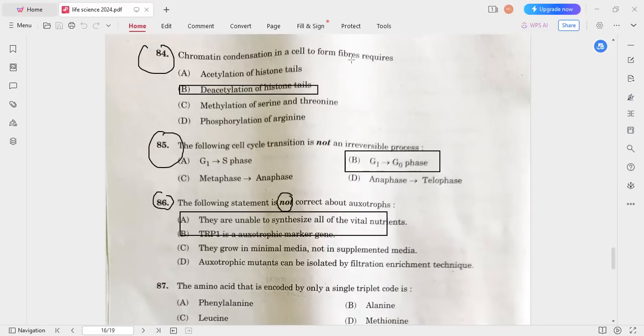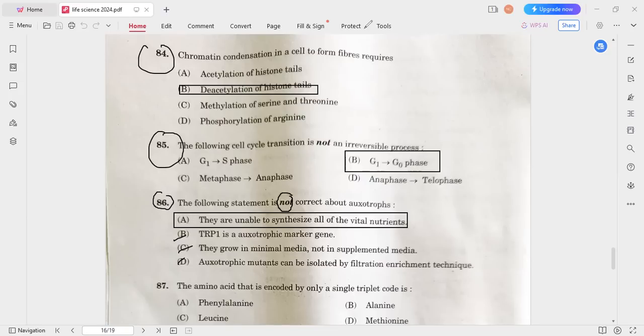Okay, so next, once again, option A: they are able to synthesize all the vital nutrients. TRP1 is an auxotrophic marker gene, correct. They grow in minimal media, not in supplement media, correct. Auxotrophic mutants can be isolated by the filtration enrichment technique, correct. So option A is the correct answer for the 86th question, as this statement is not correct about auxotrophs.